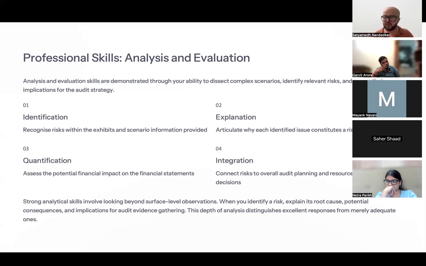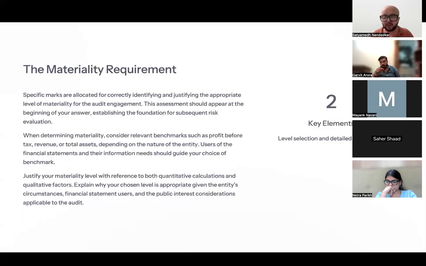Quantification can happen before explanation, that's okay, उसमें आगे पीछे चलेगा. And then of course connect that with the overall scenario. See, these cannot be surface level observations. आपको हर चीज में सबसे पहले identify करना है, फिर उसका connection लगाना है कि why is this a problem, then quantification, and then integrate it with the scenario.